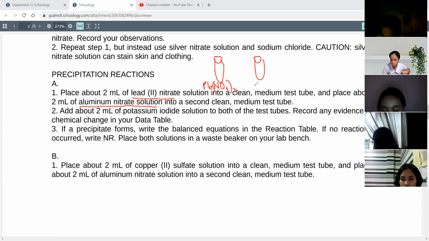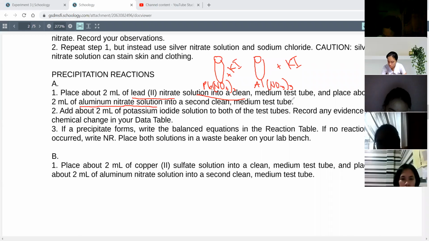And then the second test tube will have the aluminum nitrate. And then afterwards, both of these test tubes will be added with the potassium iodide. So silang dalawa ha, lagyan ng KI. Dalawa sila. And then we will have to observe what will happen to the solution and record. Supposedly, yun yung gagawin natin.